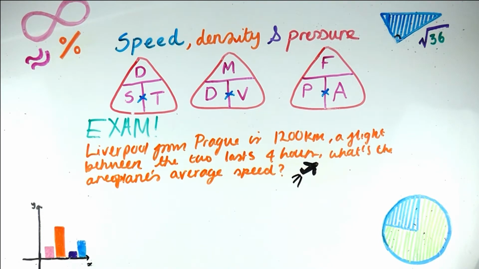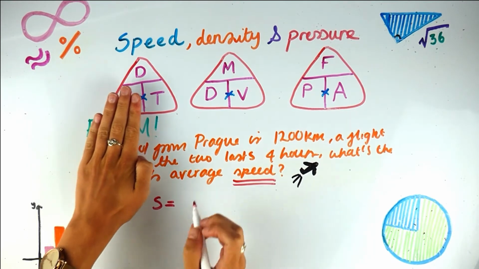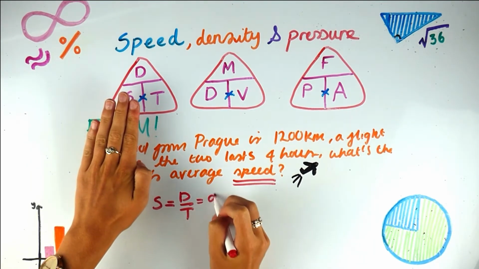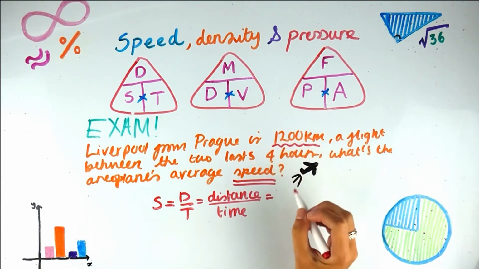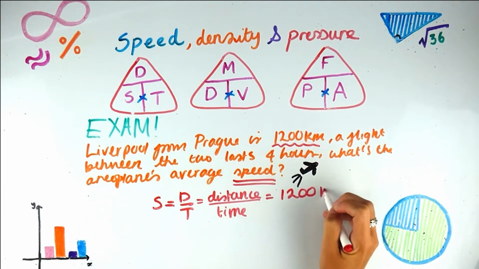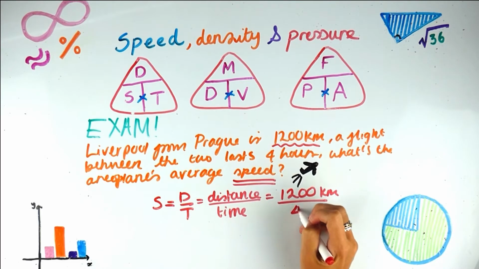Okay, so the second exam question is Liverpool from Prague is 1,200 kilometres. A flight between the two lasts 4 hours. What's the average speed of the aeroplane? Okay, so speed is my question. So I go to my dirty sexy turtles triangle and I cover up speed, just like the one before. And that tells me it's D over T, which is distance divided by time. Do I know these things? I'm given that the distance is 1,200 kilometres and it's also nicely given to me in hours, 4 hours, so the time is 4 hours.